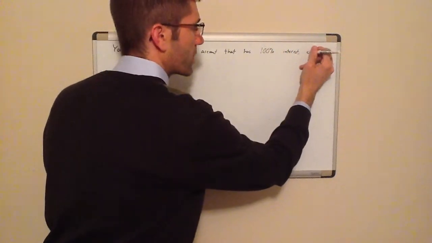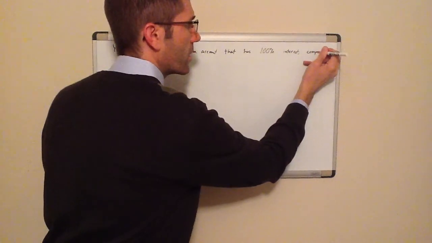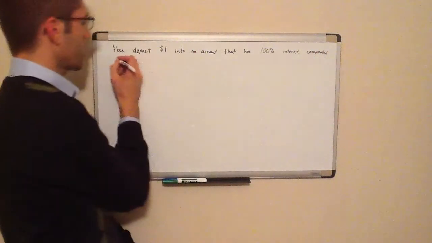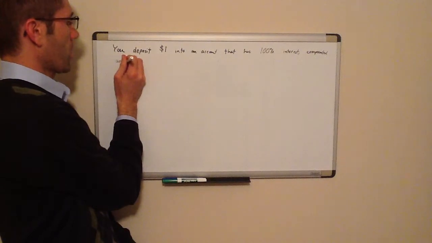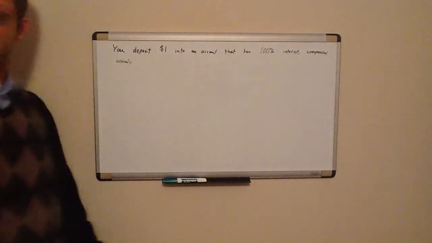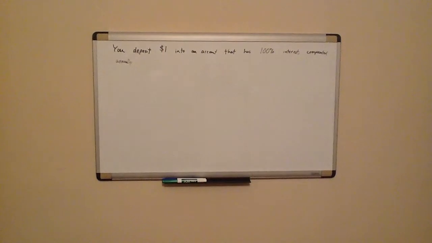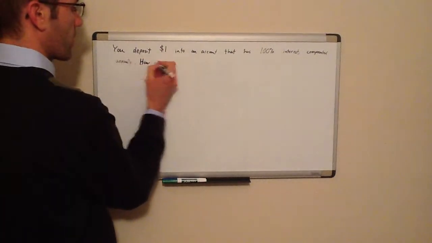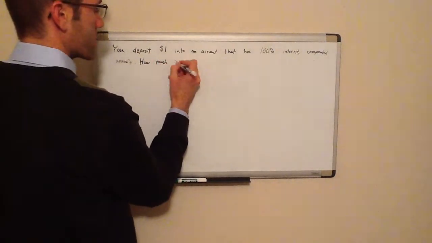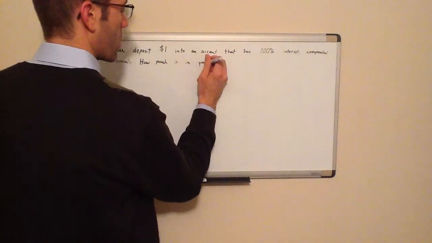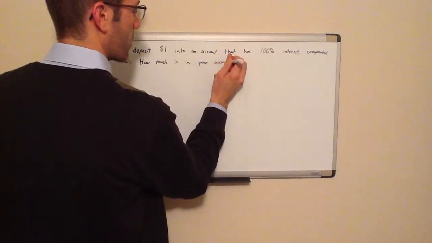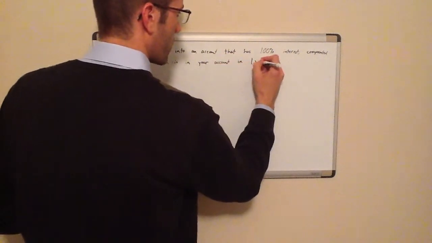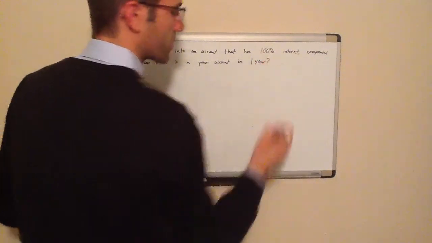Compounded. Let's just start with annually. That's once a year. Annually. I need another marker. Here it is. Compounded annually. How much is in your account in 1 year? Okay, I picked some numbers that will help us figure this thing out.